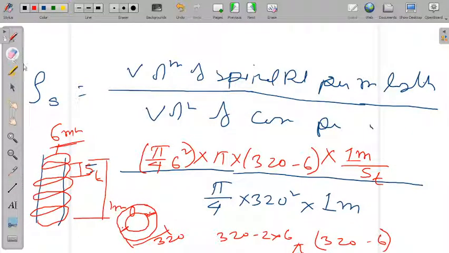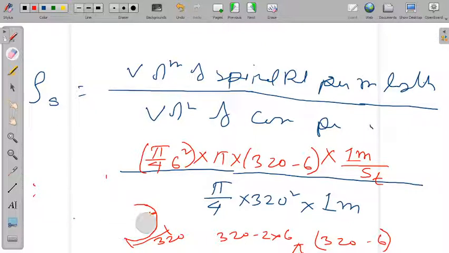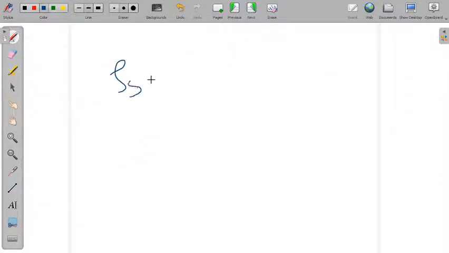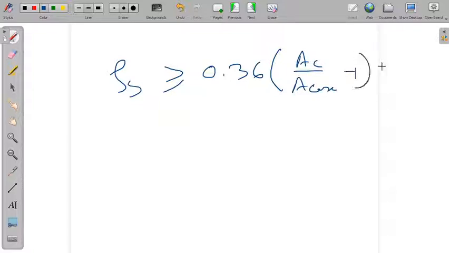So what is the condition given in the code book is that this value should not be less than some specific value given. Okay, so this was how much? As per the code book, this rho S should be greater than or equal to 0.36 (A_C by A_core minus 1) into fck divided by fy. This is the condition. Okay.